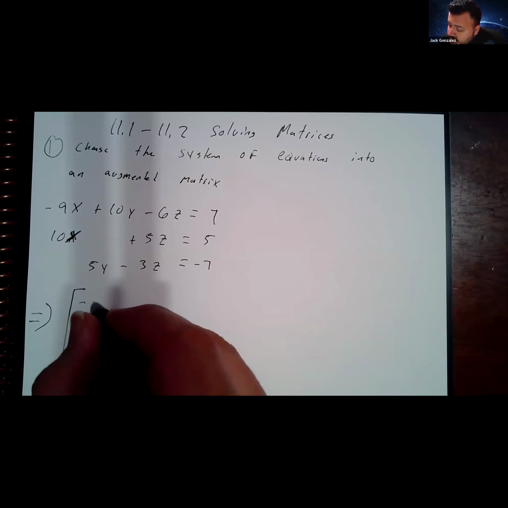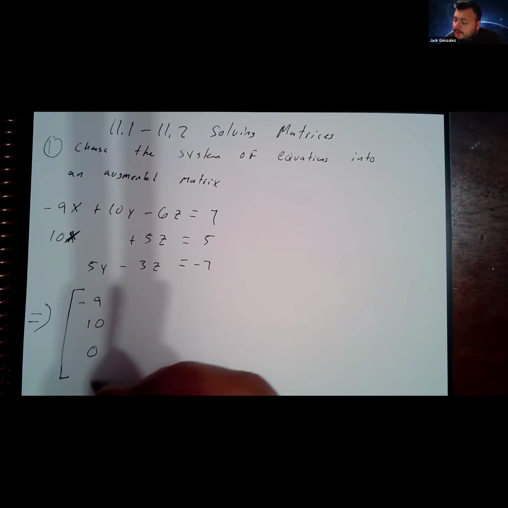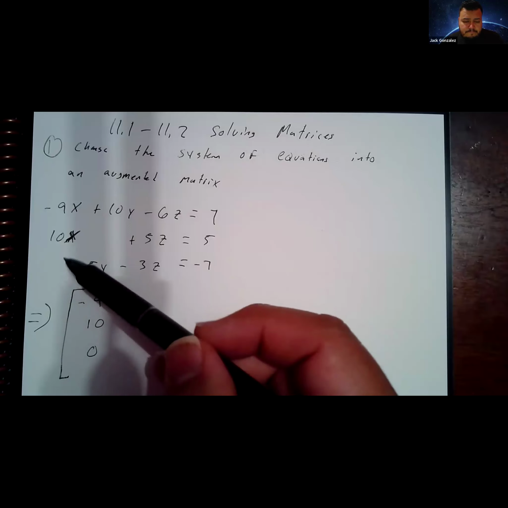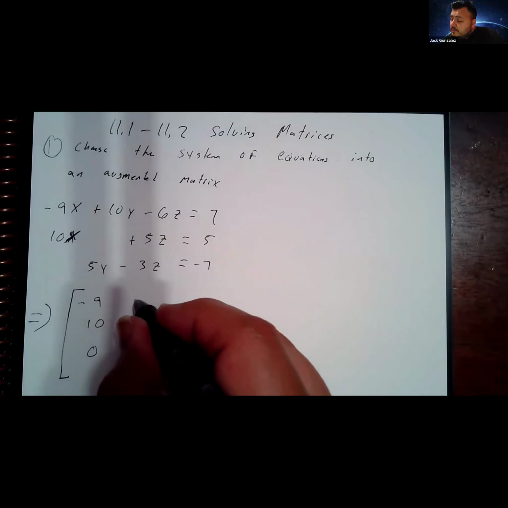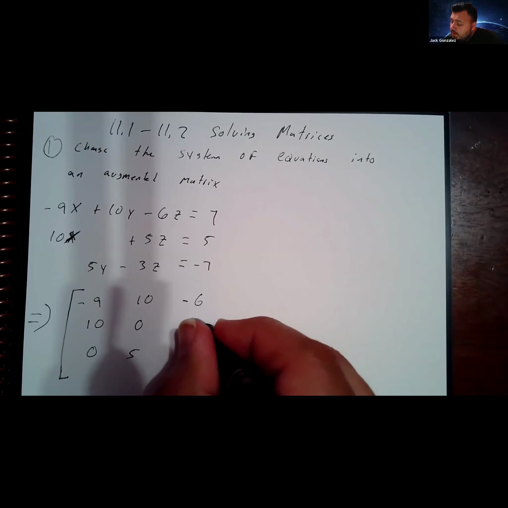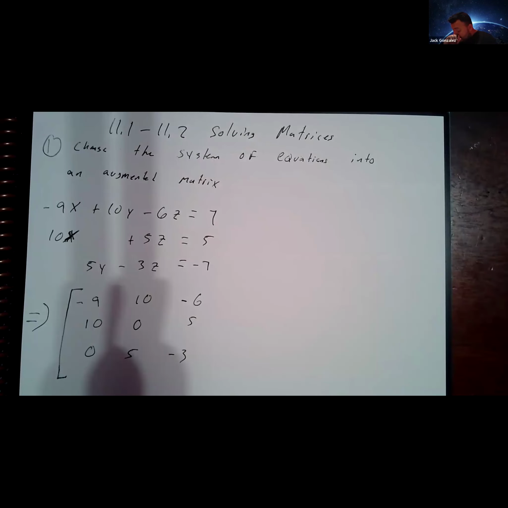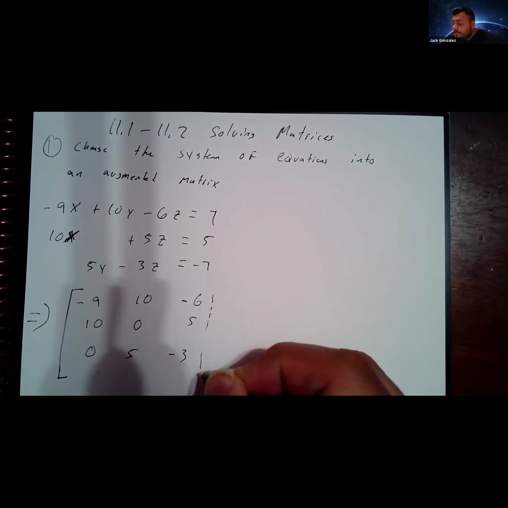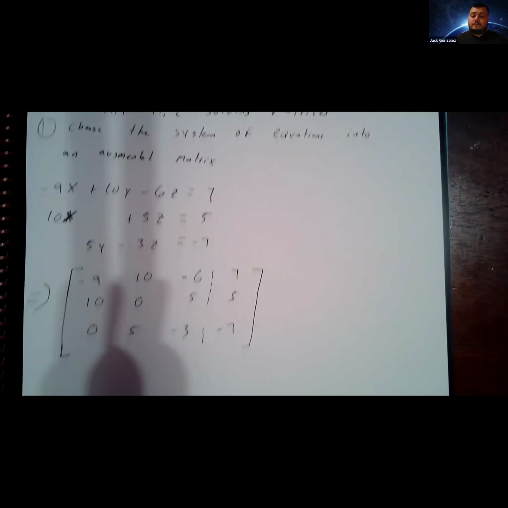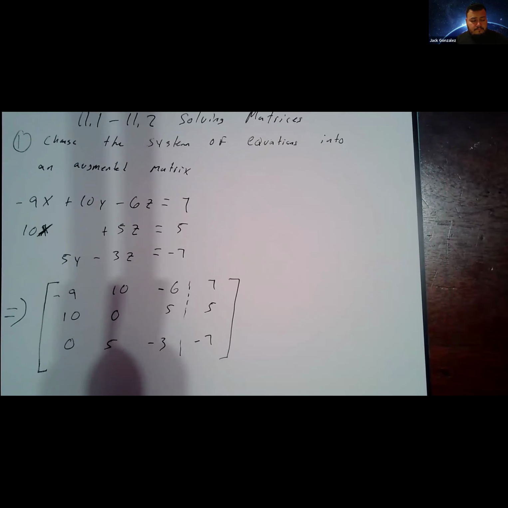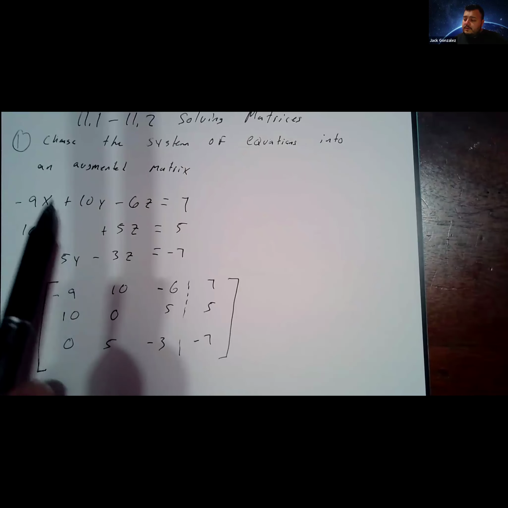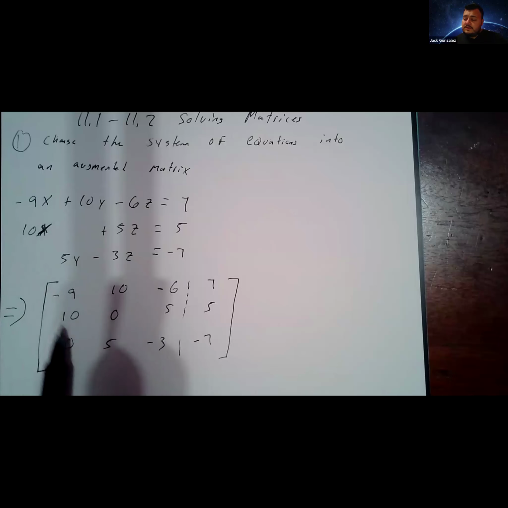Then the first column will be the X column, so negative 9, 10, and 0. That's the X's, right? So just take the coefficients, negative 9, 10, and there's no X here, so 0. This would be the Y column, so 10, no Y here, and then a 5. And then the Z's, 6, 5, and negative 3. Excuse me. The rain's getting me. 7, 5, negative 7. All right. So that's all they want. So the equals to part is the augmented part right there. All the variable coefficients go over here. So they also call this the coefficient matrix.